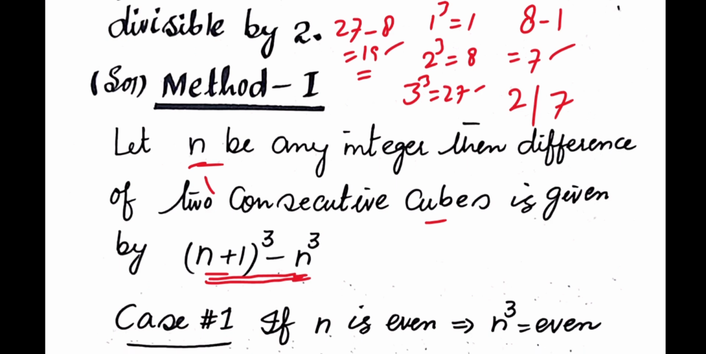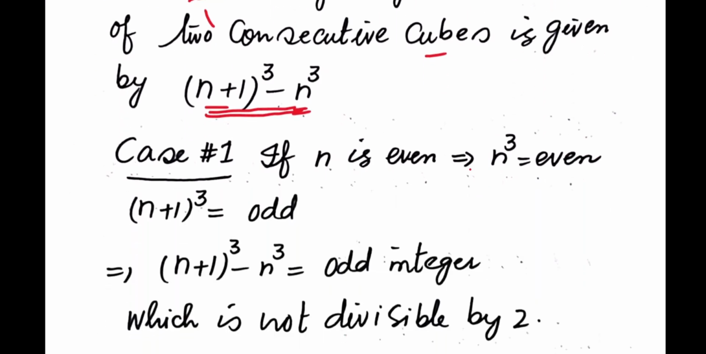Now I have 2 cases here. If n is even, then n cube is also even, because any integral power of an even integer is always an even integer.